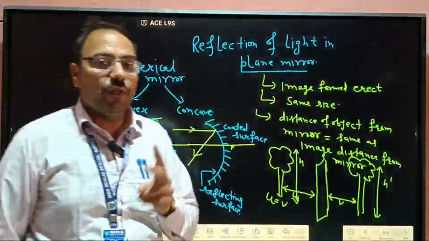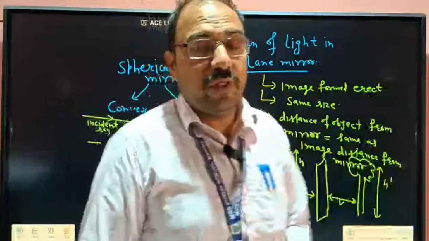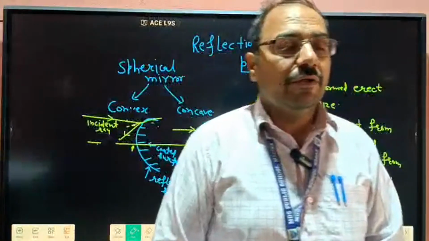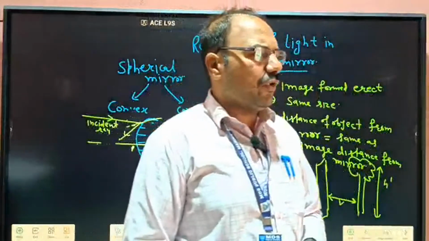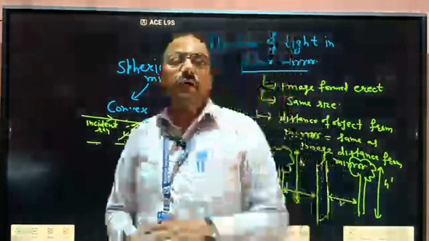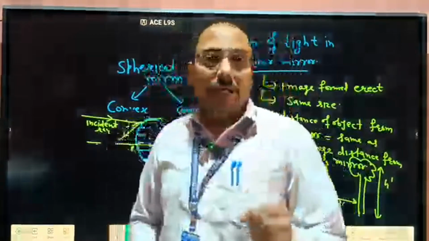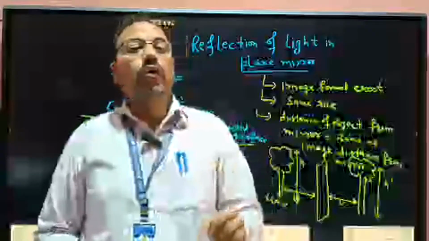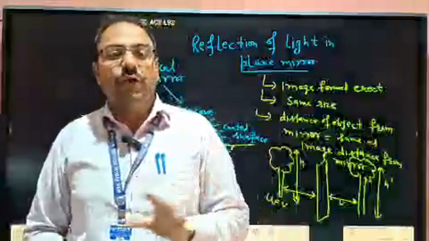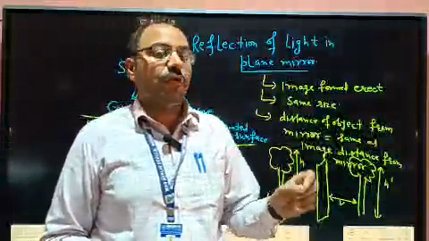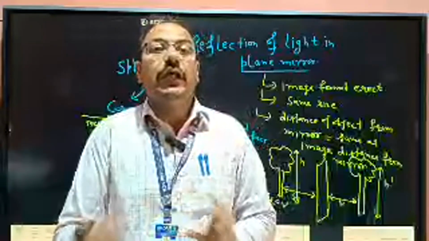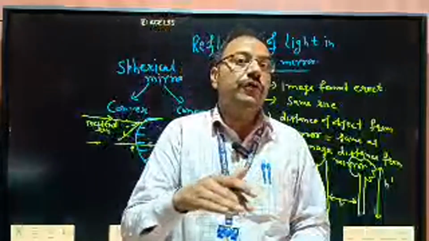There are two types of image formed. One is virtual image and second is real image. So what is the basic difference between the virtual and real image? A virtual image is a fake image, or we cannot obtain it on a screen. That is a virtual image. And when we talk about virtual, then we connect erect. So a virtual image is always erect.